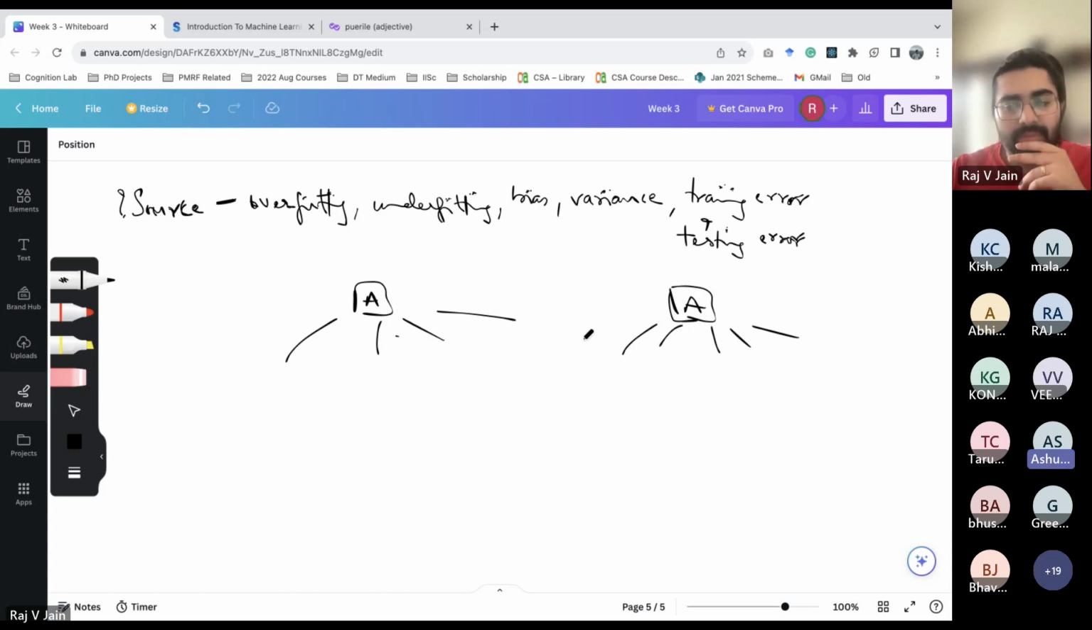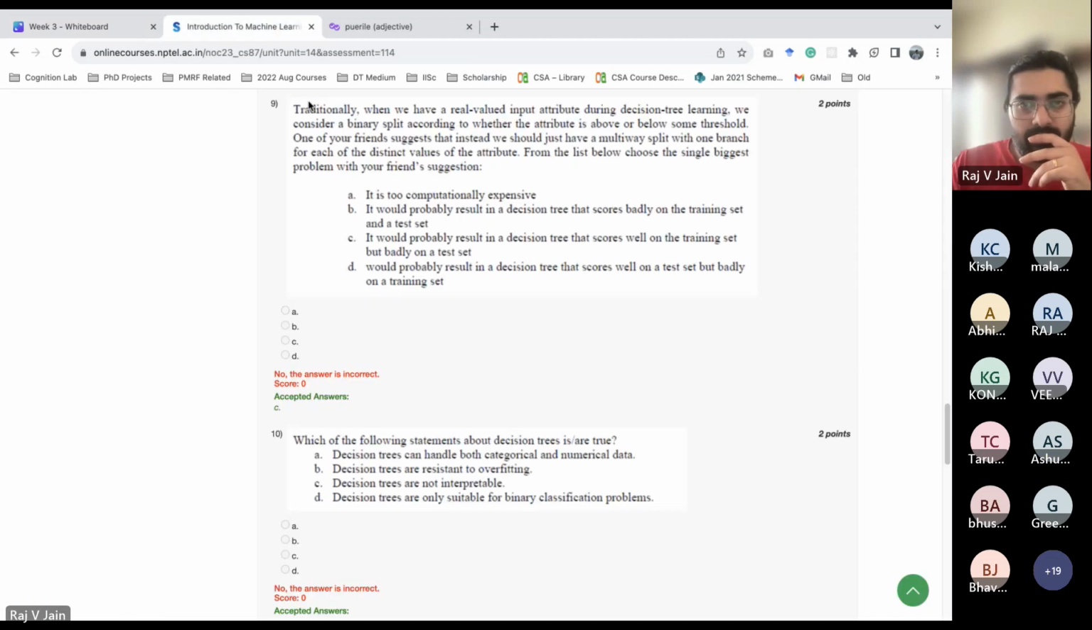Normally, the binary split is simpler than the multi-way split. Right. So it is simpler. The real computation will be expensive, but it will not be too expensive. What she says is that it will be too computationally expensive. That is not the case. The complexity will increase, but there is a marginal difference in computational cost. Correct. That's why A should not be the answer. So it's not too computationally expensive.